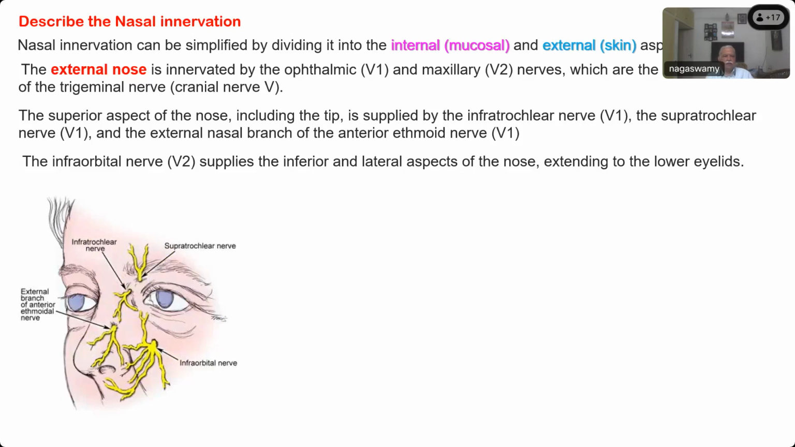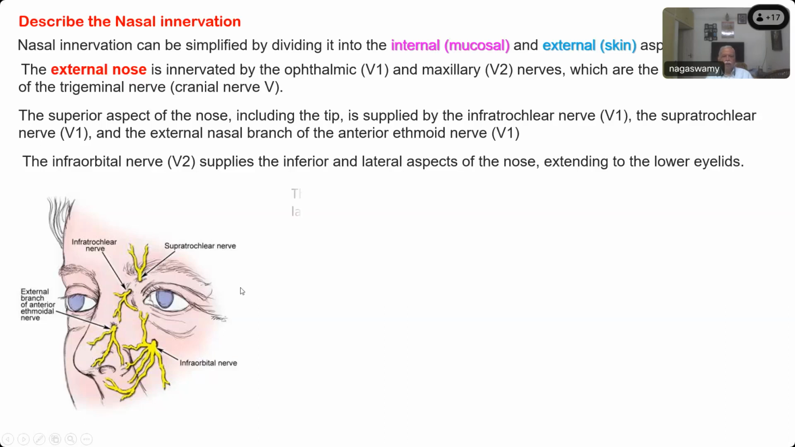You can see the V1 or ophthalmic division: supratrochlear, infratrochlear, and the external branch of the ethmoidal nerve. These three come from the ophthalmic division. You can see they are almost in a straight line. And this infraorbital nerve is a branch of the maxillary division of the trigeminal, V2. So these are the four nerves which supply the external nose.